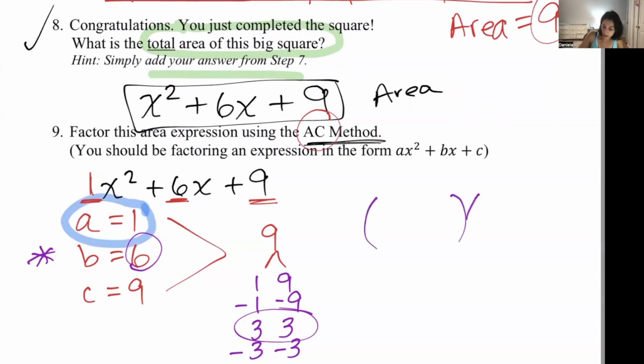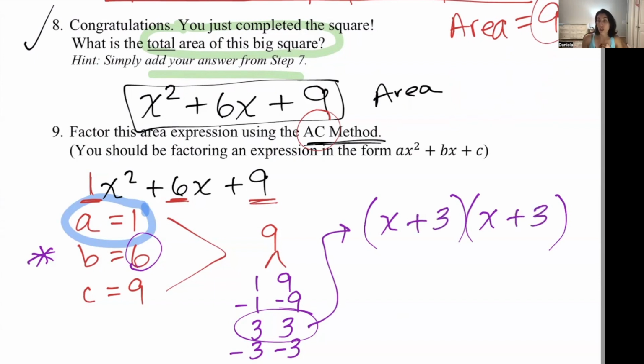Now the beauty of whenever you have an A equals 1 problem is that there's a shortcut. Only when A equals 1, the template is always 2 parentheses next to each other, and both of them have an x in them. Now all you have to do is take those factors and plug them in. Since both of those are positive, I'm going to write plus 3 and then plus 3. So there we go, we just factored it. If you were to use the distributive property or FOIL and simplify, you would get back the original.